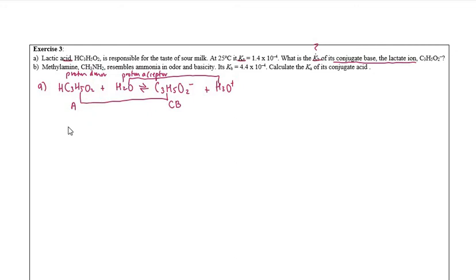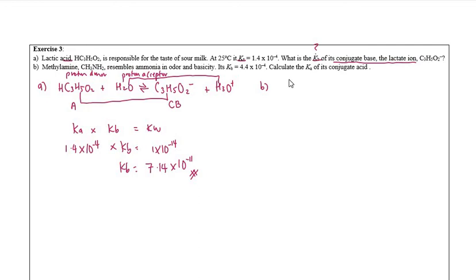Okay. So we want to find Kb from the Ka as usual. What is the relationship? Ka multiplied by Kb will become Kw. Ka 1.4 exponent negative 4 multiplied by Kb will become 1 exponent negative 14. So your Kb is 7.14 exponent negative 11. This is your answer.